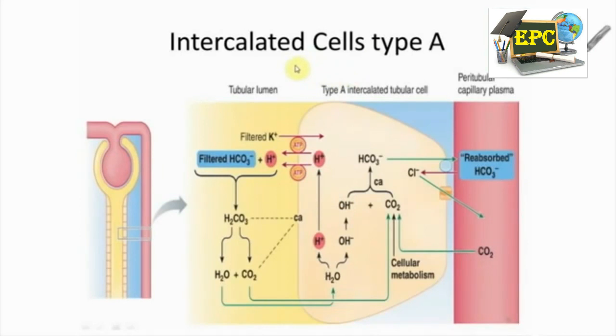We have intercalated cells and we have, of course, principal cells. Now, principal cells is another topic, so we're just going to focus on intercalated cells. Now, there's two types: type A and type B. So let's talk about type A.